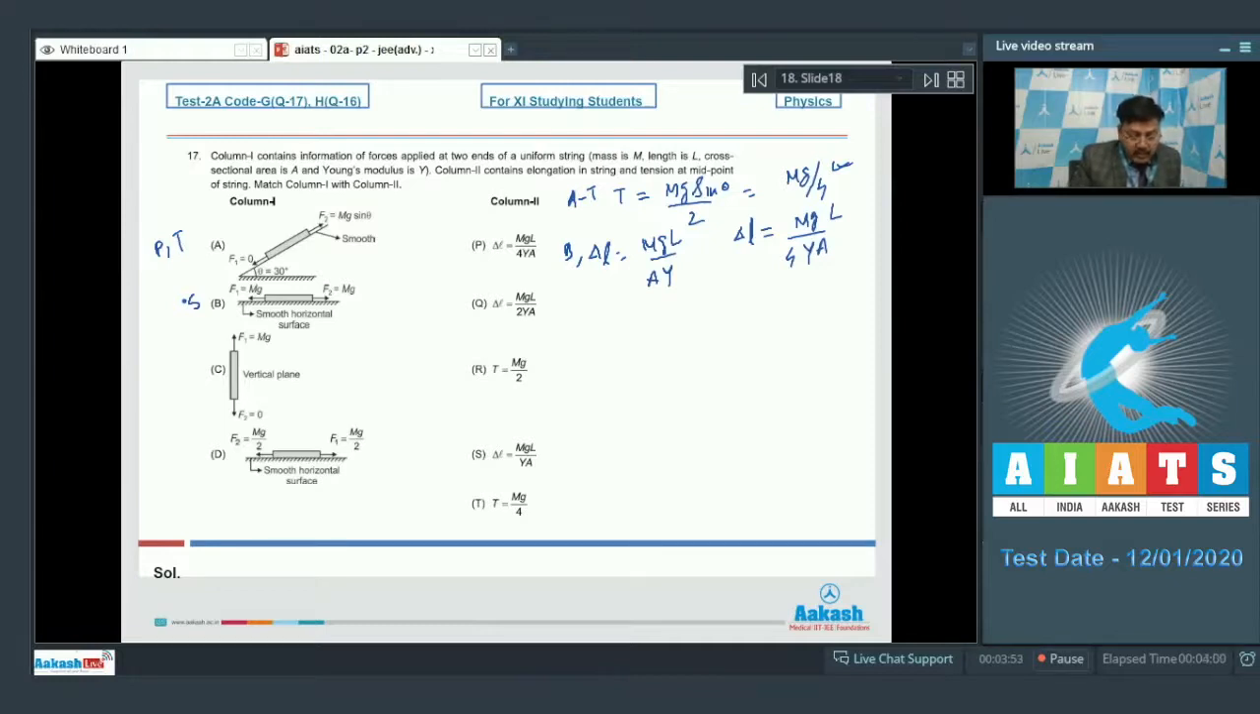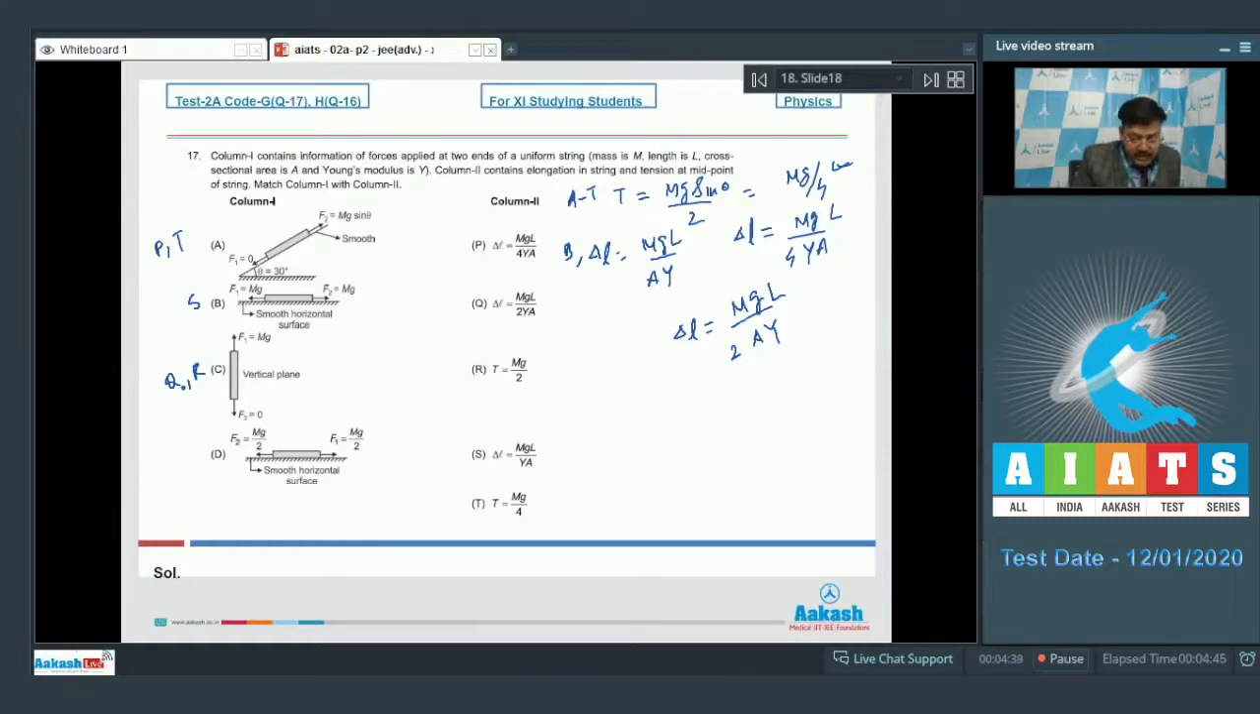Let's look at C now. For C, T will be mg by 2 because the forces are 0 and mg at the two ends. At the center it will be the average of the two. So R matches for C, and the elongation delta L for C will be mg by 2, which is the average tension, in the numerator is L and here is AY, and if we look at entries in column 2, it is matching with Q. So that means for C, Q and R do match.